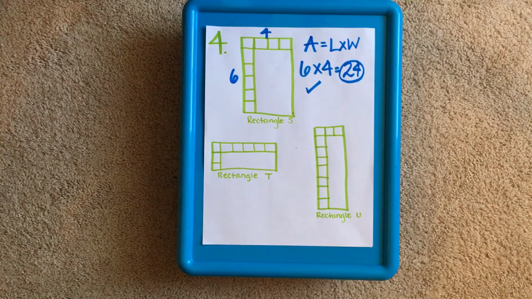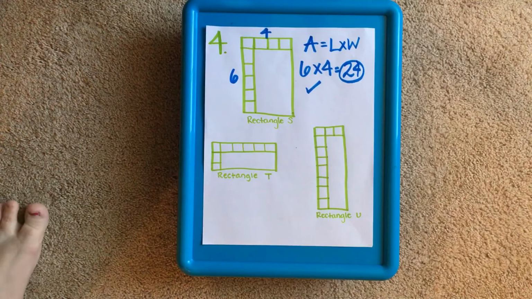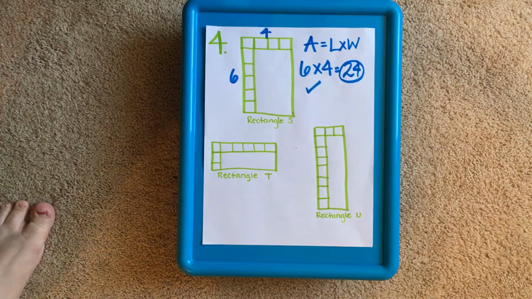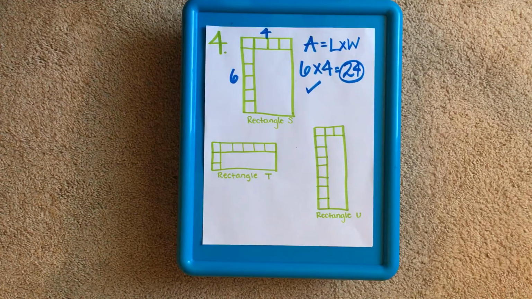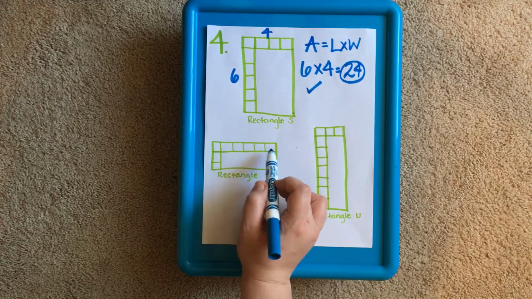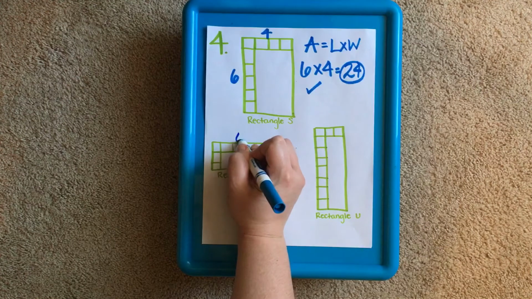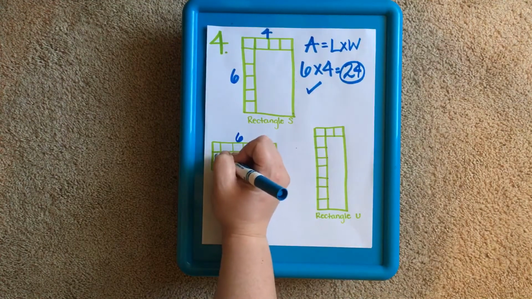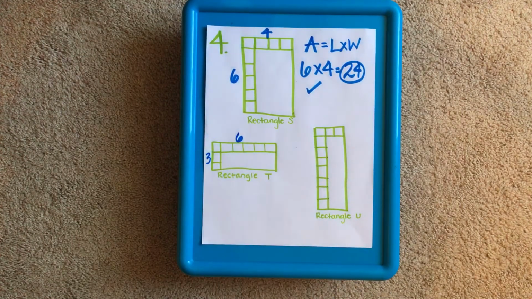So in order to figure out which rectangle does not have an area of 24, we're going to solve the area for all these rectangles, all right? So for the second rectangle, let's look at rectangle T. Remember, we got to count those squares. So I got to figure out 1, 2, 3, 4, 5, 6. And then 1, 2, and 3.